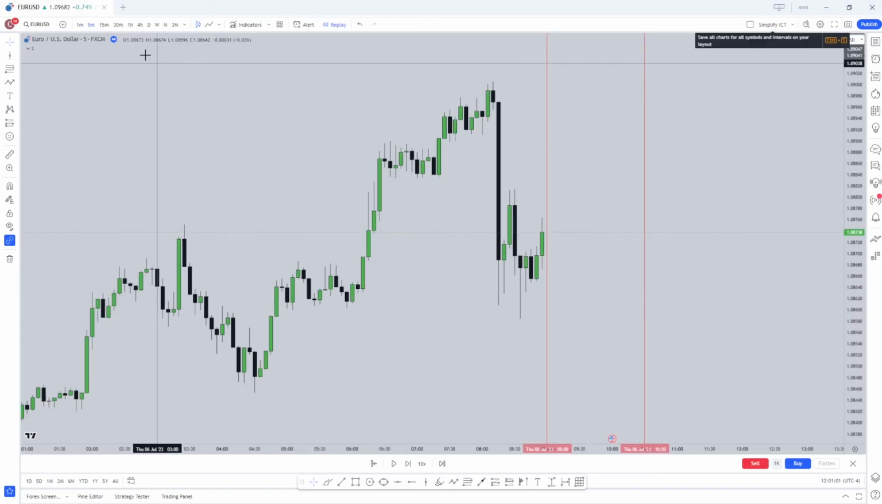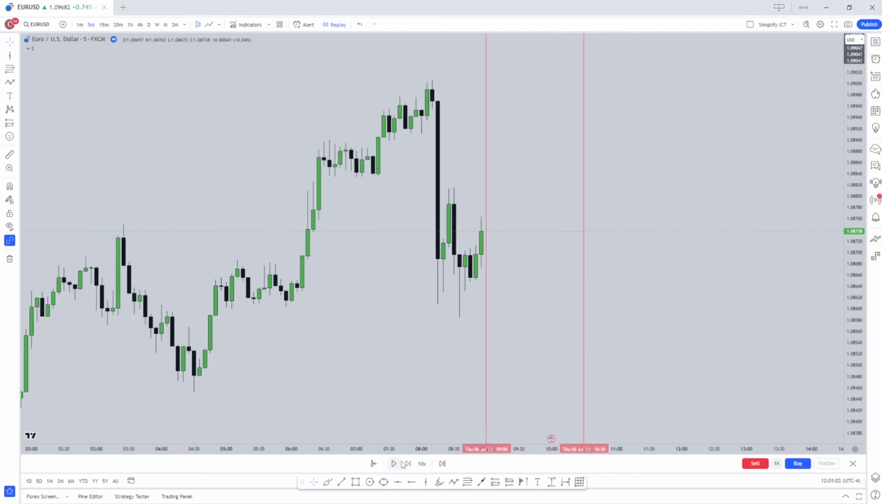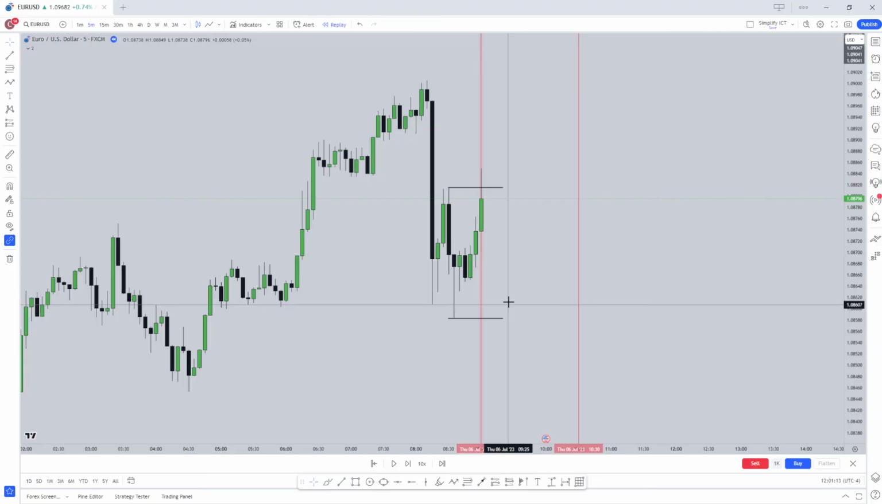Okay, so for this example, we're on the 5 minute again. We've delineated our time window. We just wait for a liquidity sweep in either direction. So you can see a high right here, and you can see a low right here. So these are our main liquidity points. Let's see what happens. Okay, so price sweeps this liquidity and the 5 minute closes.